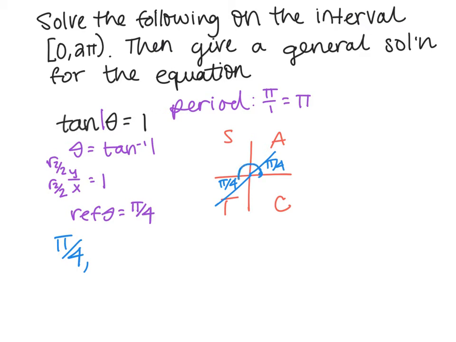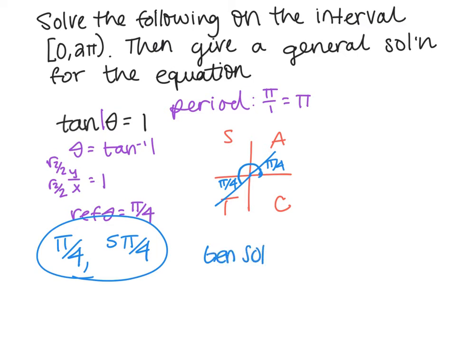Our second answer is when we go all the way to the third quadrant, which would be 5 pi over 4. So those are our answers on the interval 0 to 2 pi. Now for our general solution, and tangent's a little bit different here. So general solution, we still use that base angle, pi over 4. And then the period is pi, so we do plus pi n.